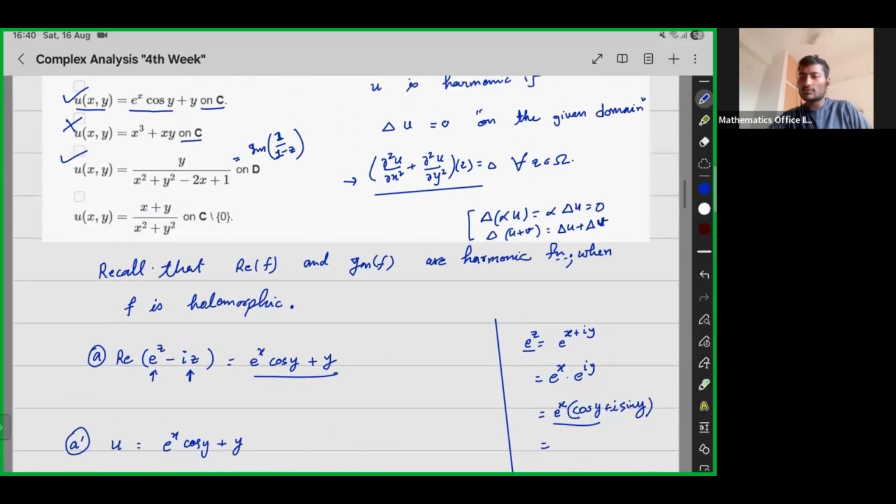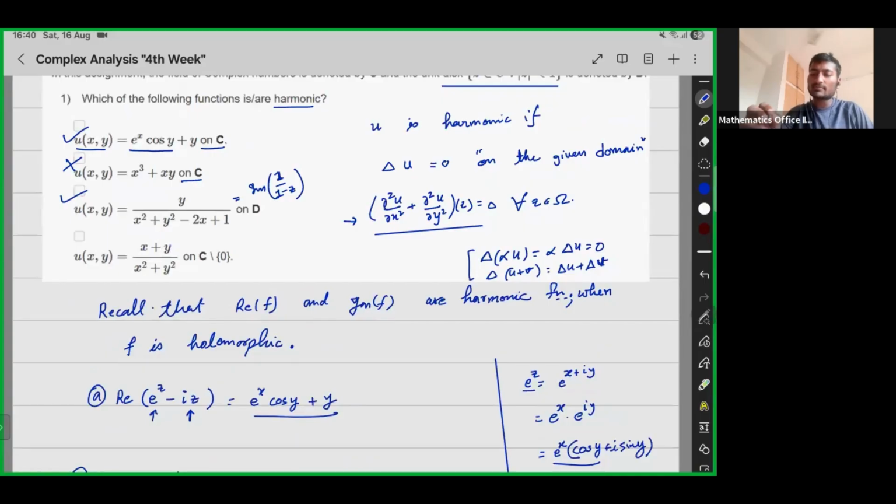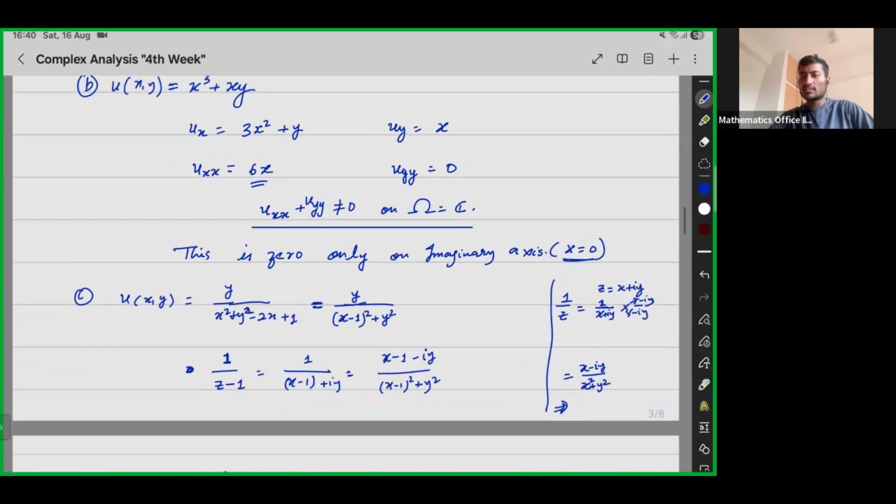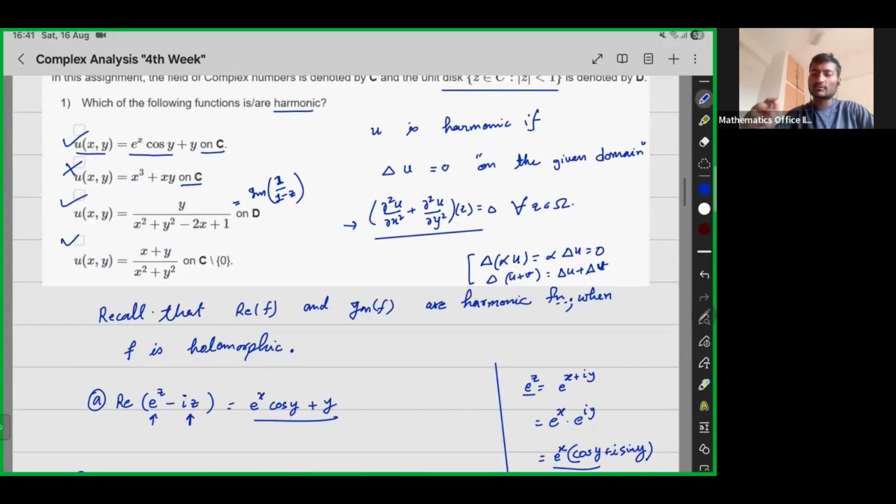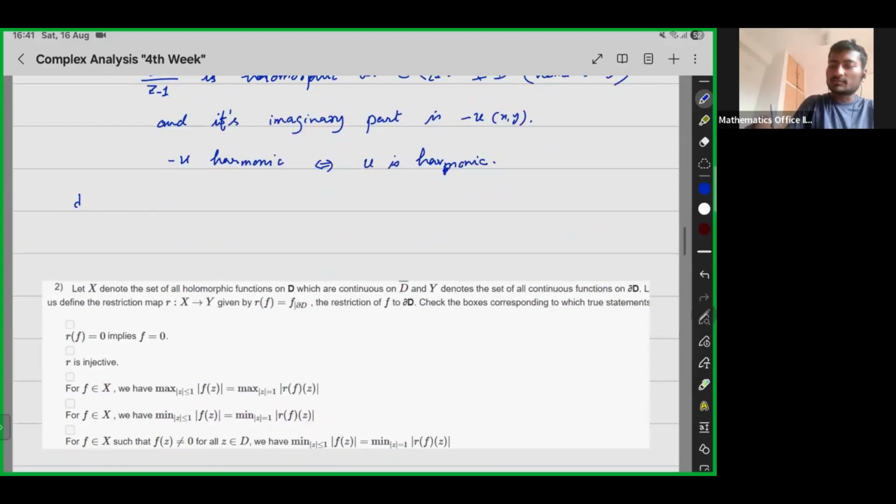So we'll use that, and we'll show that x by x square plus y square is harmonic. And similarly, because this is a symmetric function in x and y, y upon x square plus y square will be a harmonic function. So I'm telling you that this is correct, and we'll show that x divided by x square plus y square, u of x, is harmonic.